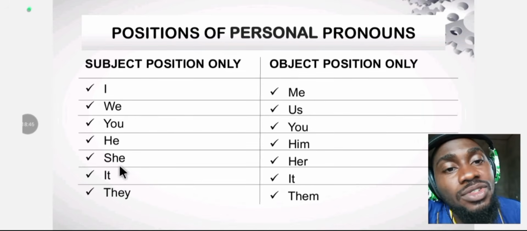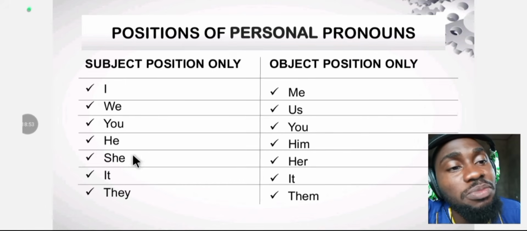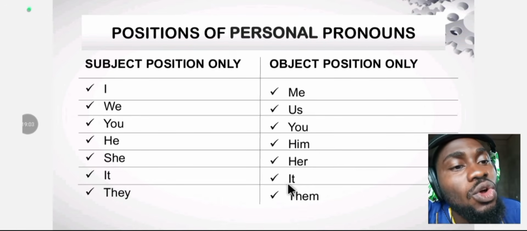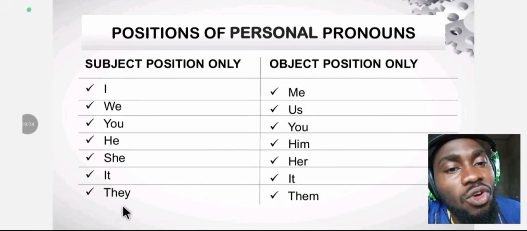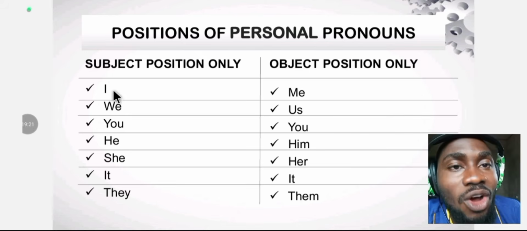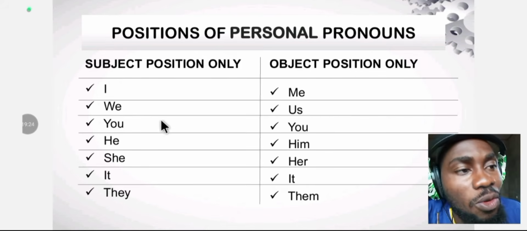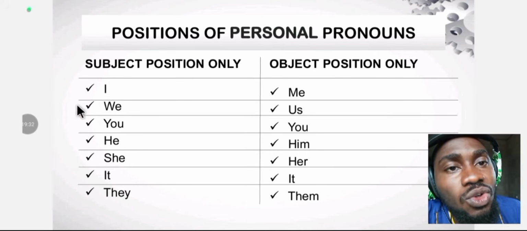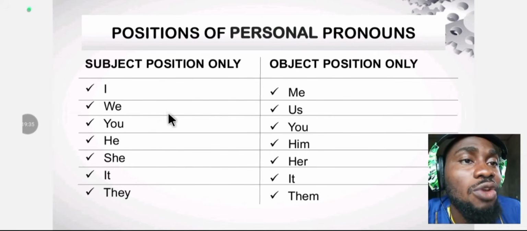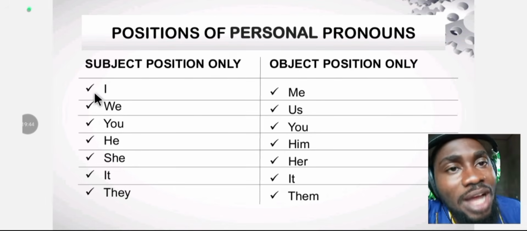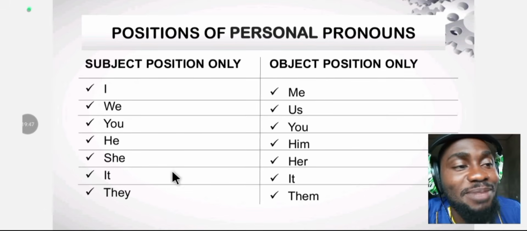The next here is she. She occupies the subject position. The form of she for the object position is what? Her, occupying only the object position. It occupies the subject position, and it also occupies the object position. They occupy the subject position, while them occupies the object position. So all these you have here are subject position forms, while all these you have here are the object position forms of these ones. The ones on the left are the subject position forms of the ones on the right, while the ones on the right are the object position forms of the ones on the left. Vice versa. Hope I made myself clear.